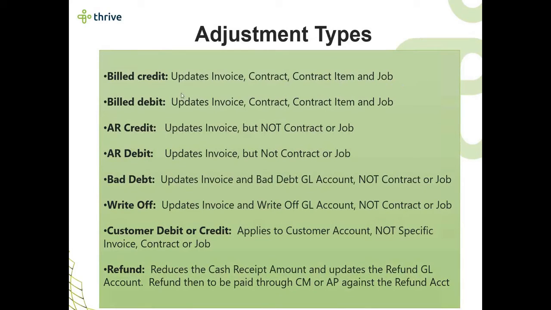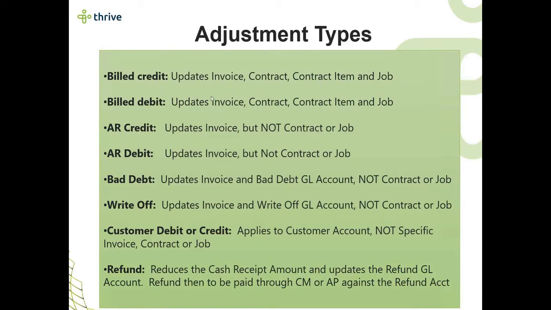Now, from that adjustment type drop-down list, we can have a billed credit to reduce the value of an invoice and a billed debit to increase the value of an invoice. And this will also update the amounts that have been invoiced against the contract and contract item and the job.